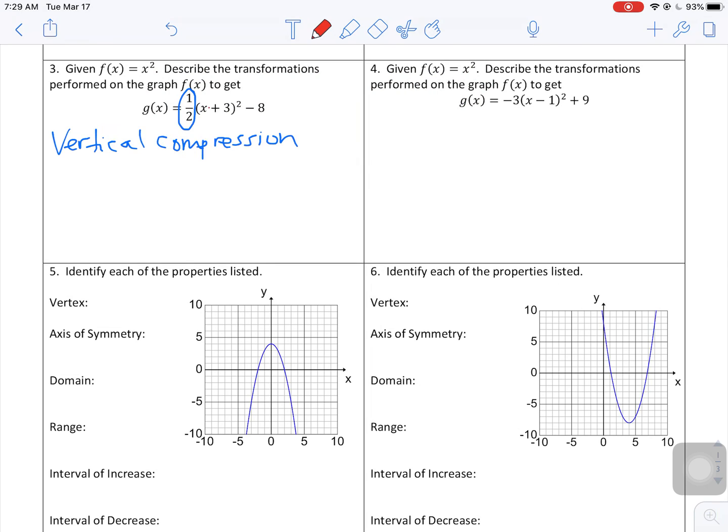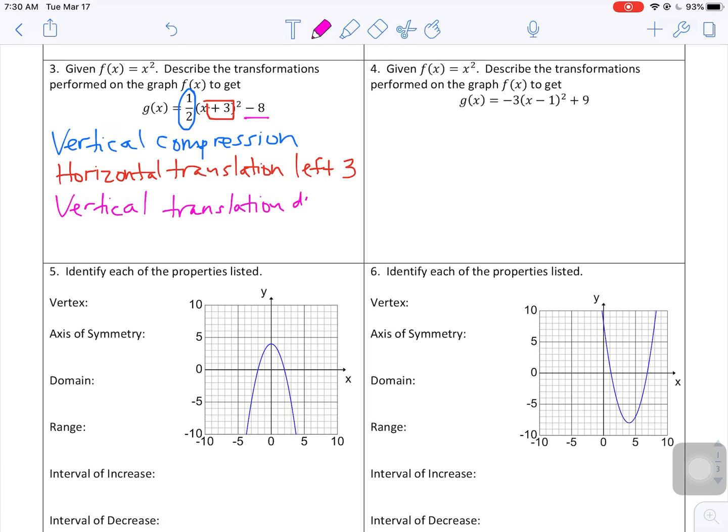Then the +3 is inside the parentheses, so it's a horizontal translation. Horizontal translations are always the opposite of what we think they should be. So I see a plus, which means I actually go left. So horizontal translation, left 3. And then in the back, a -8. It's in the back, it's a vertical translation. They are as they should be. So up is positive, down is negative. Vertical translation down 8. And then I would pause the video and try number 4.